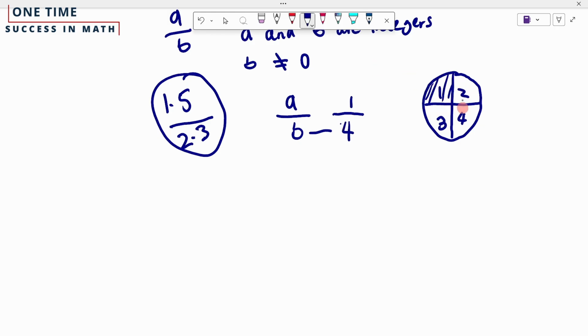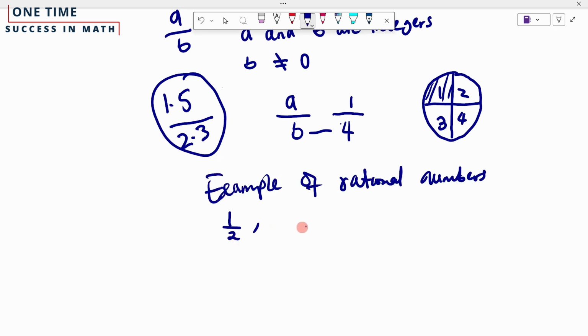Is because we cannot split this cake into 0 parts. We must split it into a defined number of parts so that it can be called a rational number and be placed in the form of a fraction. Examples of rational numbers: we have a half, we also have negative 3 over 4, we also have 5.